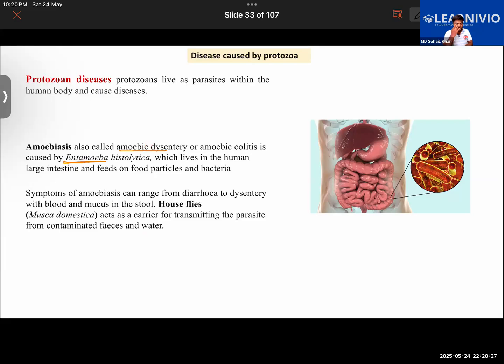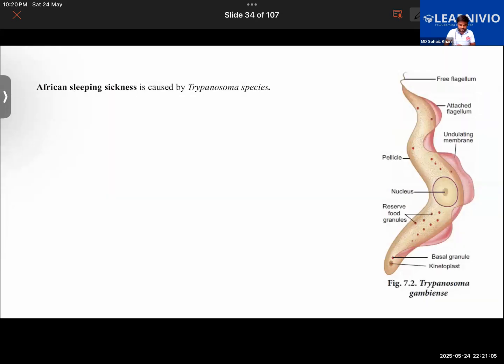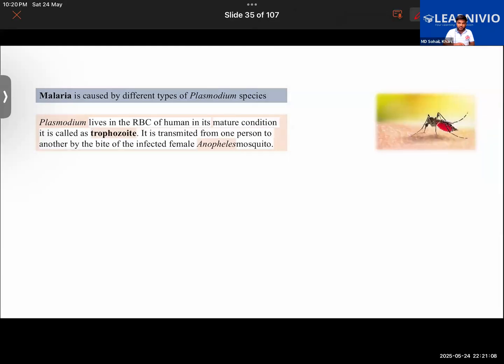And if a house fly were to sit on that, and the same house fly were to sit on the food items that the person is consuming, it will lead to contamination. Getting what I'm trying to say? If there's an infected fecal matter that contains Entamoeba in it, and a fly sits over that, and if that same fly were to sit over the food, the person consuming that food will actually get infected with the same disease. Got it or not? Okay.